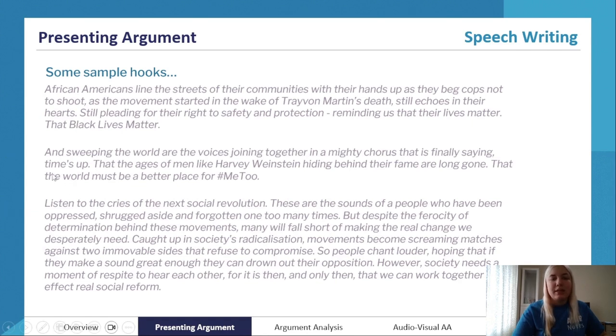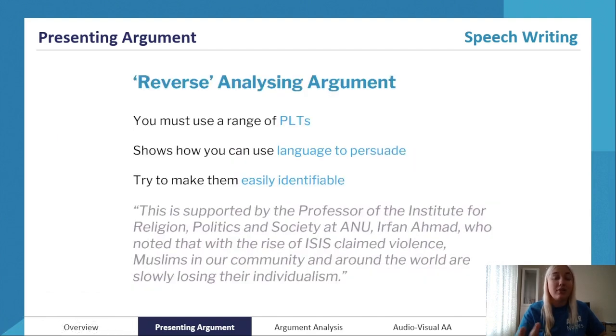Another one. Sweeping the world are the voices joining together in a mighty chorus that is finally saying, time's up. That the ages of men like Harvey Weinstein hiding behind their fame are long gone. That the world must be a better place for #MeToo. Again, imagery, emotive language has been used, sweeping the world, and then repetition, that the ages, that the world creates that engaging start. There's another one here that you can have a look at and read. But I think everyone should get the idea.